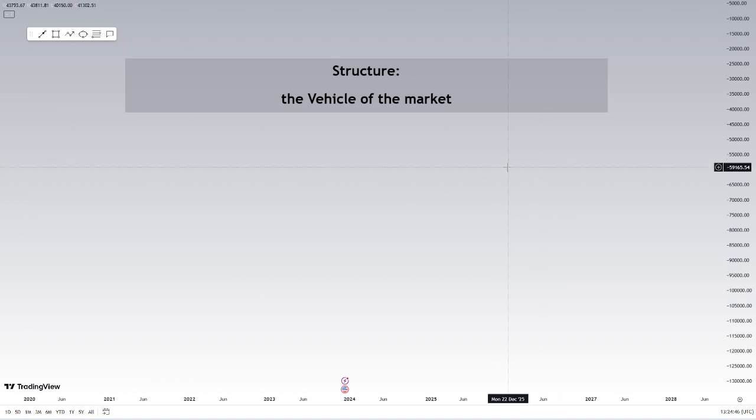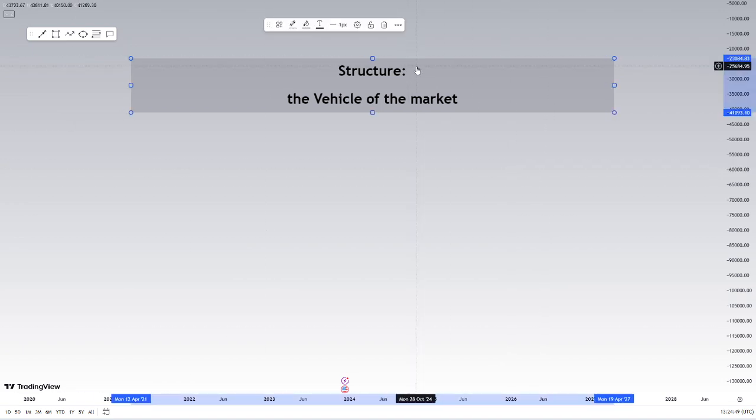Welcome back to another video, everybody, on structure. So, the vehicle of the market, right? Structure is going to be one of the most important and one of the most organic things in any market, right? So how do we use structure?